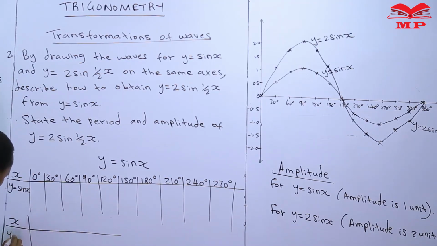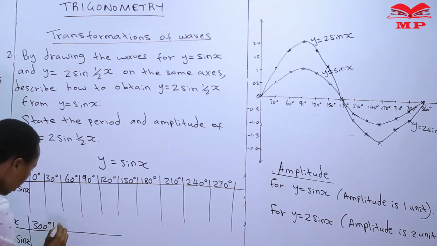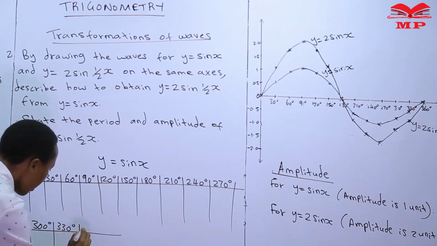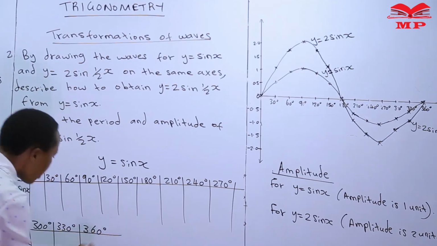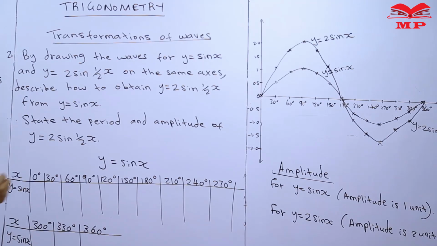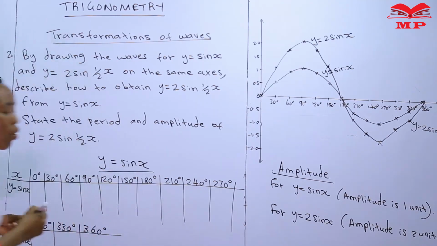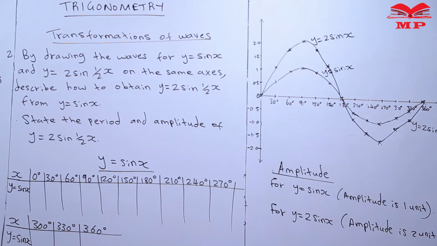Then this is our y, which is sine x. We have 300 degrees, 330, and finally we have 360 degrees. So we first fill that table, then we first plot the wave y equals sine x. We are plotting each at a time.